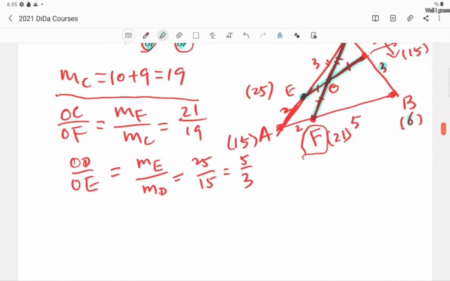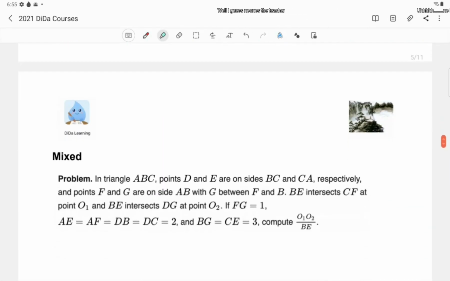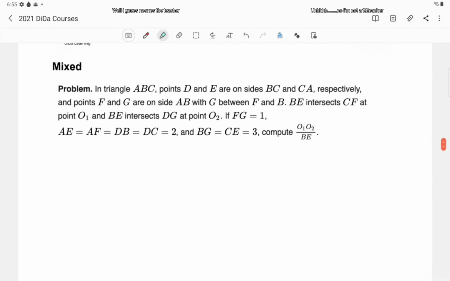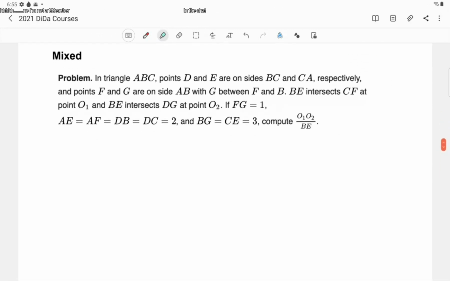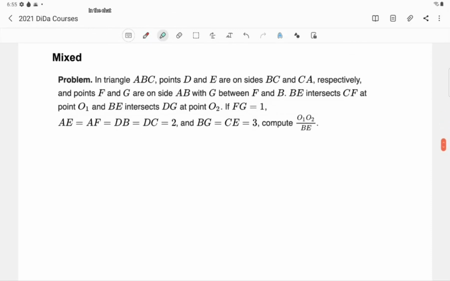So this is the splitting mass pattern that you will encounter in applying the method. And then the third and last pattern is the mixed one, which is the most commonly encountered scenario.